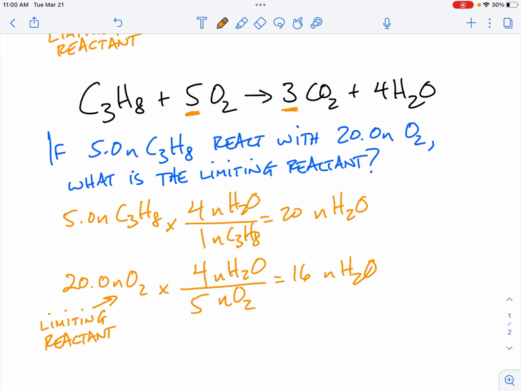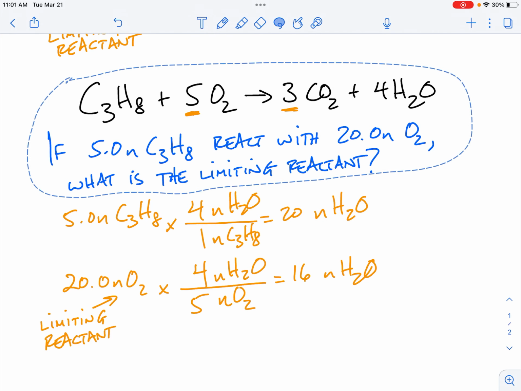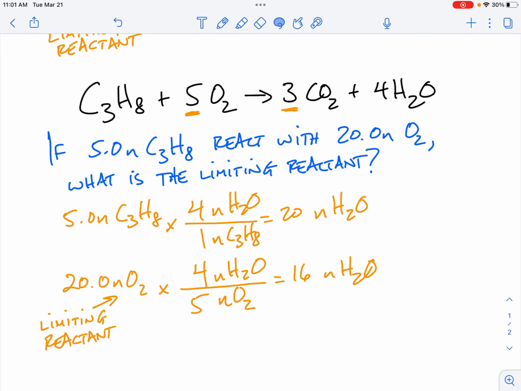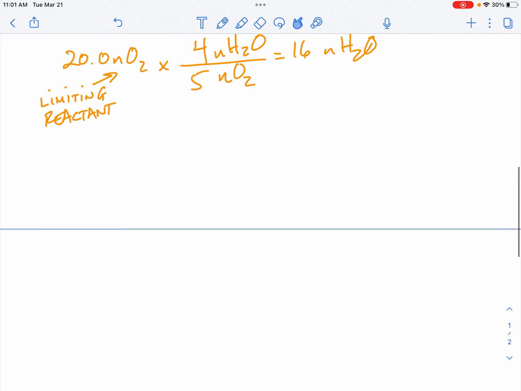The other way is that we could compare reactants to each other. And this is the way that our world of chemistry approaches it. We're going to compare these two and say how much of one reactant do we need compared to the other, okay? So I'll copy my problem again, and then we'll try this a third way.